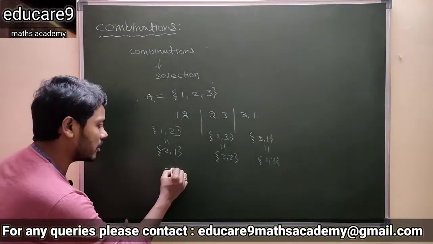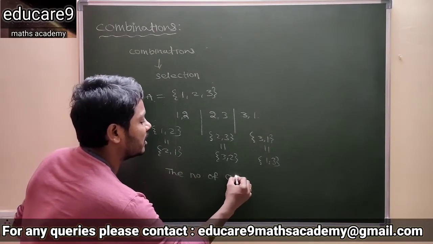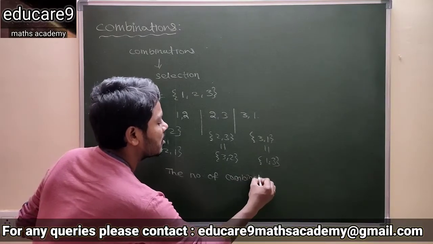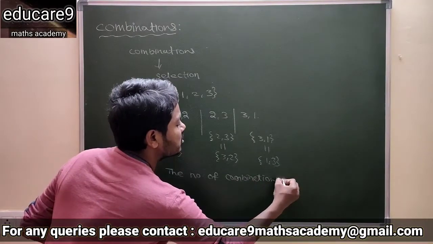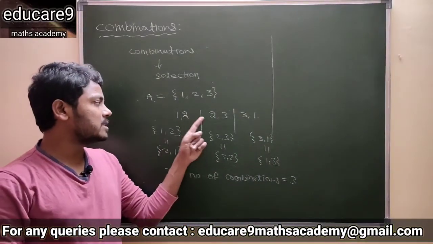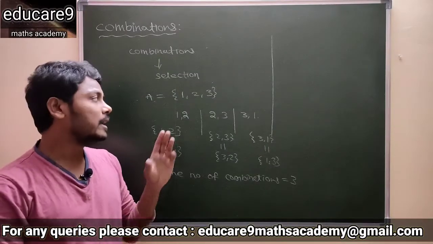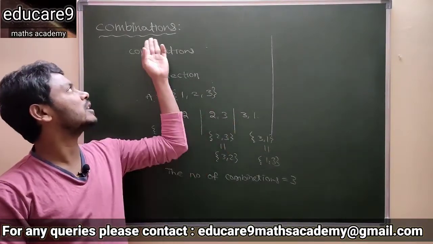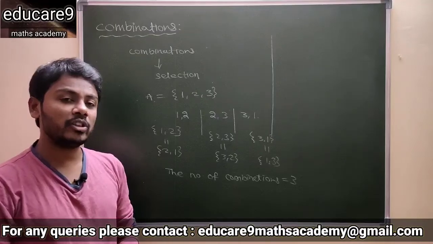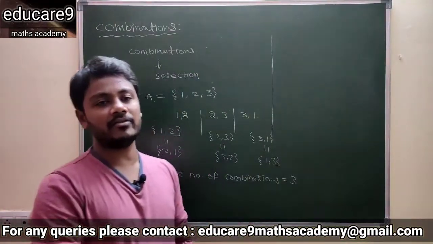Therefore the number of combinations is equal to 3. These are the selections of 2 numbers at a time, and selection of numbers is combination. And you know what is meant by permutation: the selection and arrangement of the numbers.